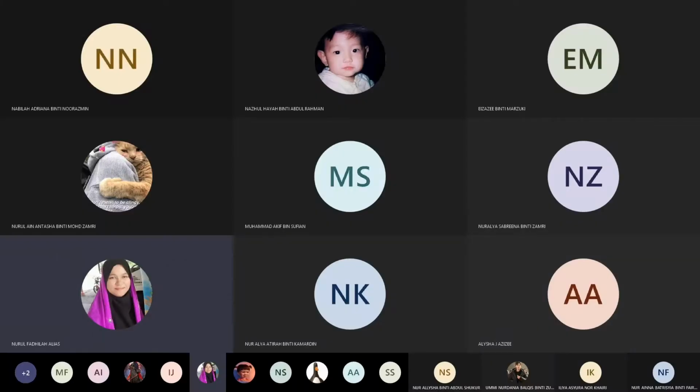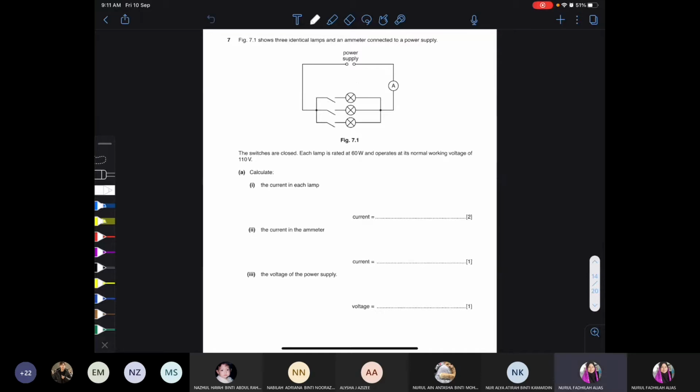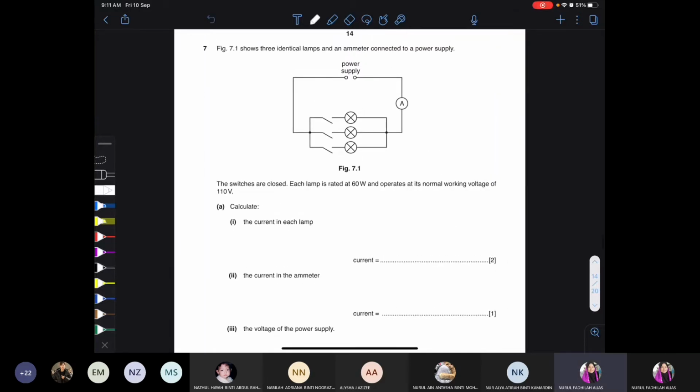Okay. So this one is about electric. Okay. Figure 7.1 shows 3 identical lamps and an ammeter connected to a power supply.